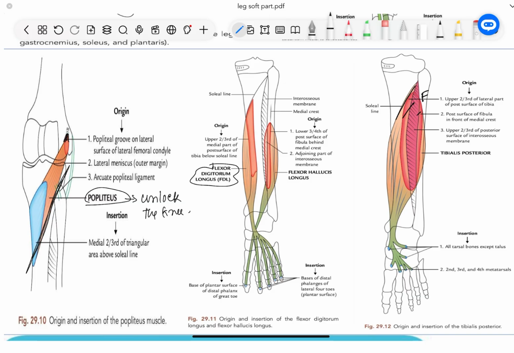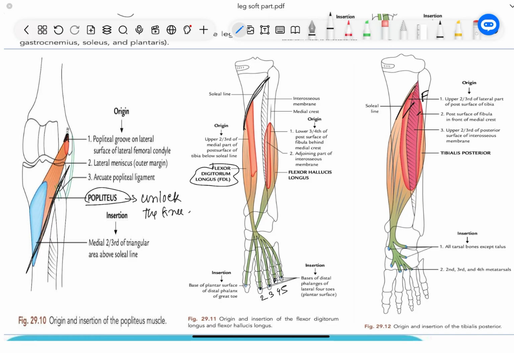Next come for flexor digitorum longus. Flexor digitorum longus arises from the upper two-thirds of the middle part of the posterior surface of the tibia, below the soleal line. You can see this is the soleal line. So below the soleal line it will originate, and it will be inserted into the base of the distal phalanx of the lateral four toes. You can see 2, 3, 4, 5. These lateral 4 toes, the base of the distal phalanx, it will get inserted.